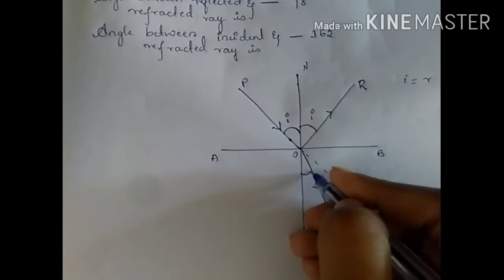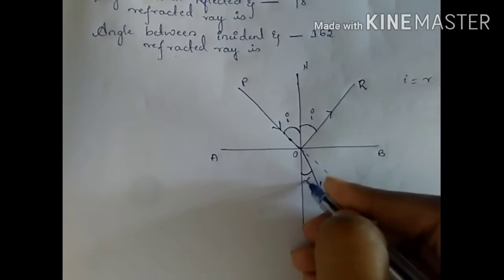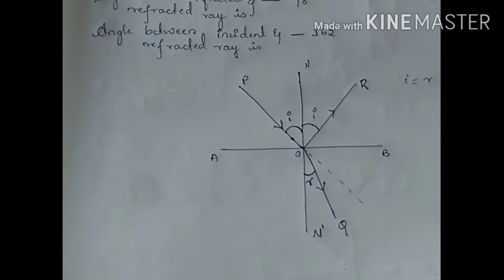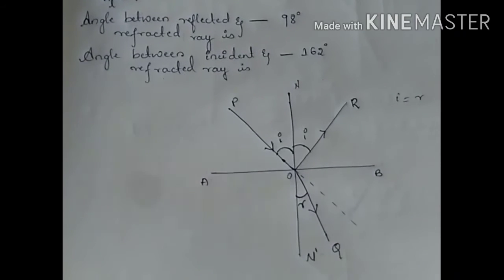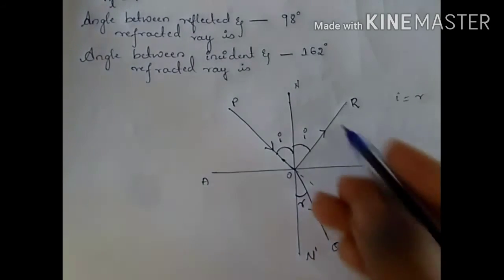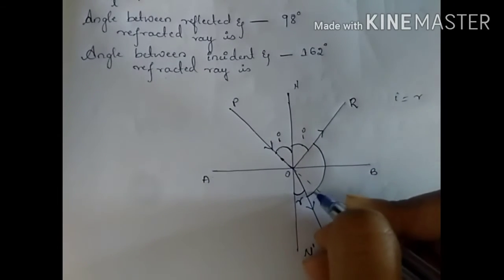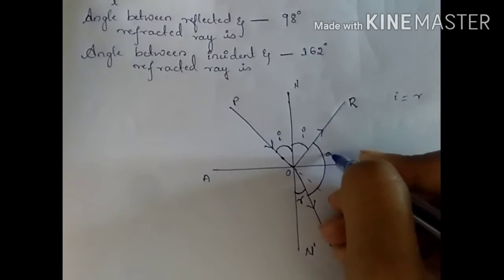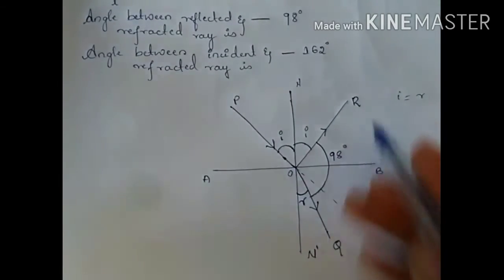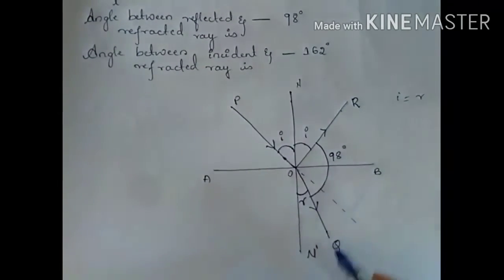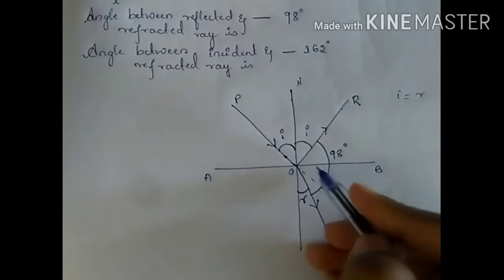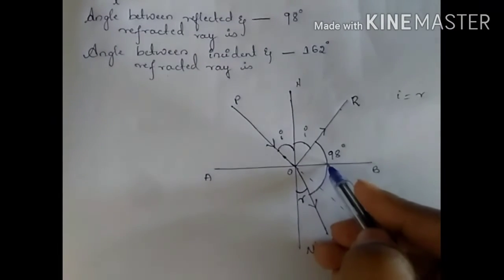So this is angle of refraction R. From the data above, the angle between the reflected and refracted ray is 98 degrees. This is the reflected ray and this is the refracted ray, so the angle between these two rays is 98 degrees.